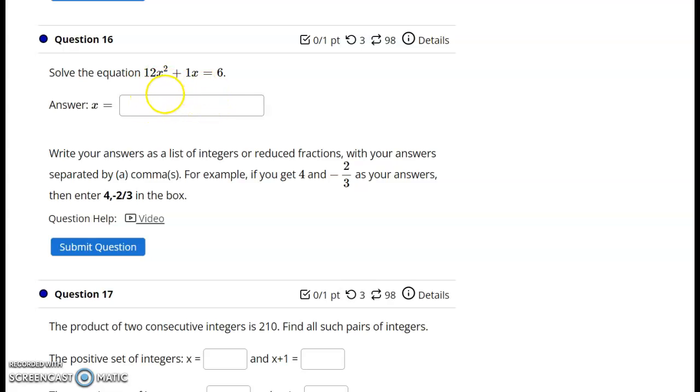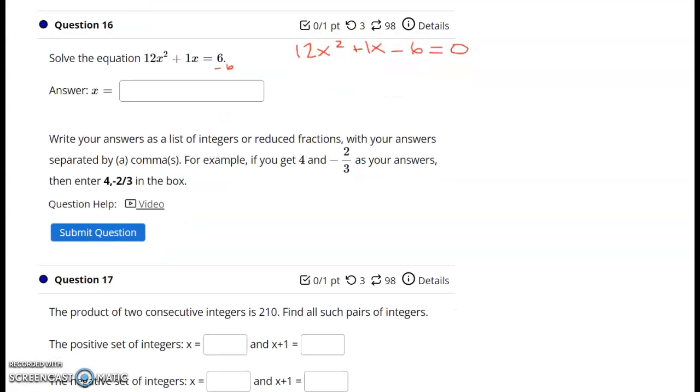We need to solve this equation. Hopefully the first thing you're seeing is this equals 6 on the other side. So you're going to want to minus that 6 over first and then start working on it. So 12x squared plus 1x, and we minus that 6 over, and then now you can proceed with the problem. But just get it all equal to 0 first. That's going to be your first step.